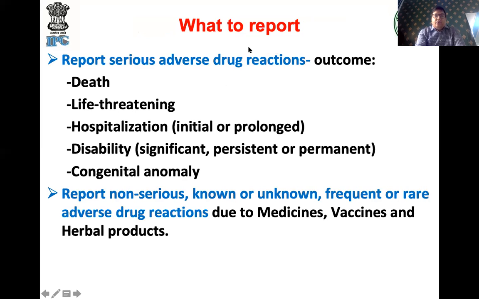What we report to these centers are the serious adverse reactions such as death, life-threatening reactions, hospitalization, disability, or any congenital anomaly. We also report the non-serious, known or unknown, frequent or rare adverse drug reactions occurring with the use of medicines, vaccines, and herbal products. Now we have hemovigilance also, which monitors reactions occurring with blood and blood products. And there is also monitoring of medical devices.